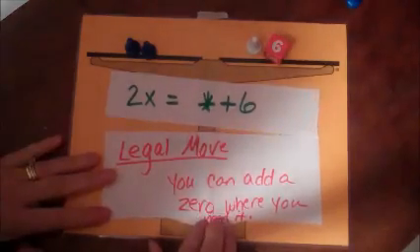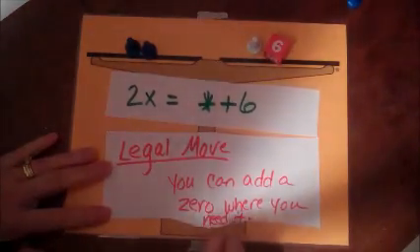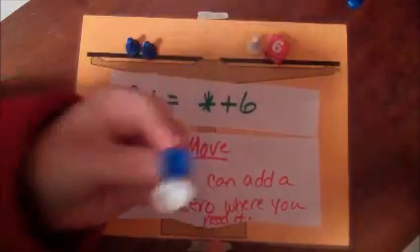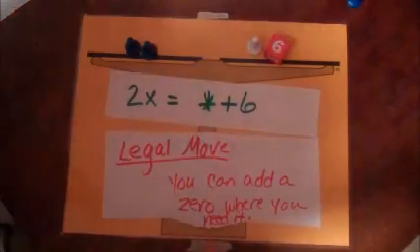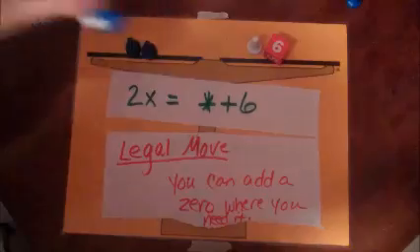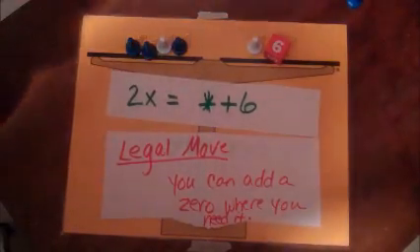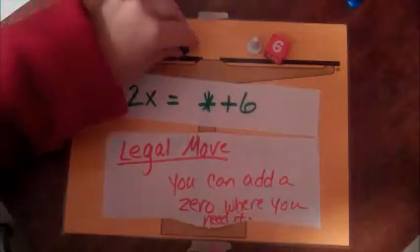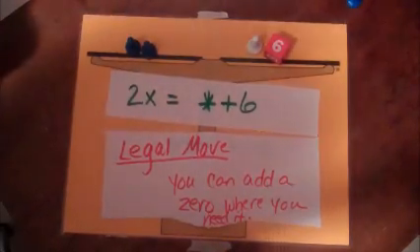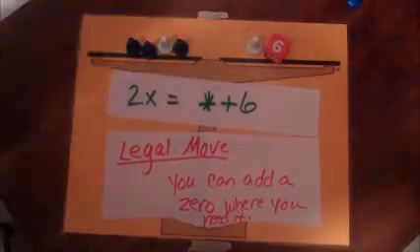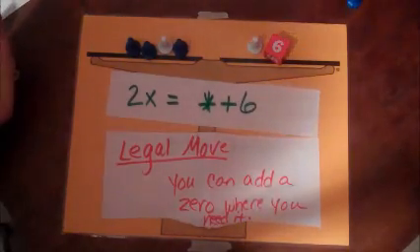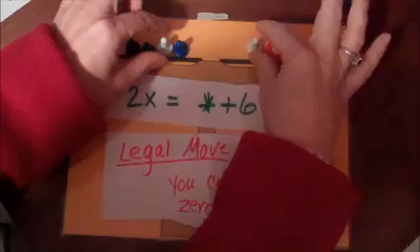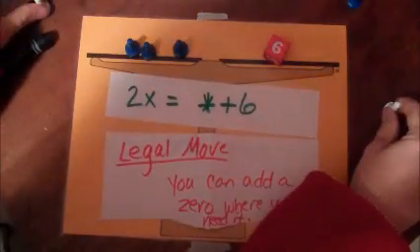Our new legal move that we're learning is that you can add a 0 where you need it. So I am going to take a blue and a white pawn and add it to this side of the equation. Because it's 0, it has to stay on the same side. I have not changed the value of the equation. I just simply added a 0. But because I have added a 0, I am now able to remove a white pawn from both sides.